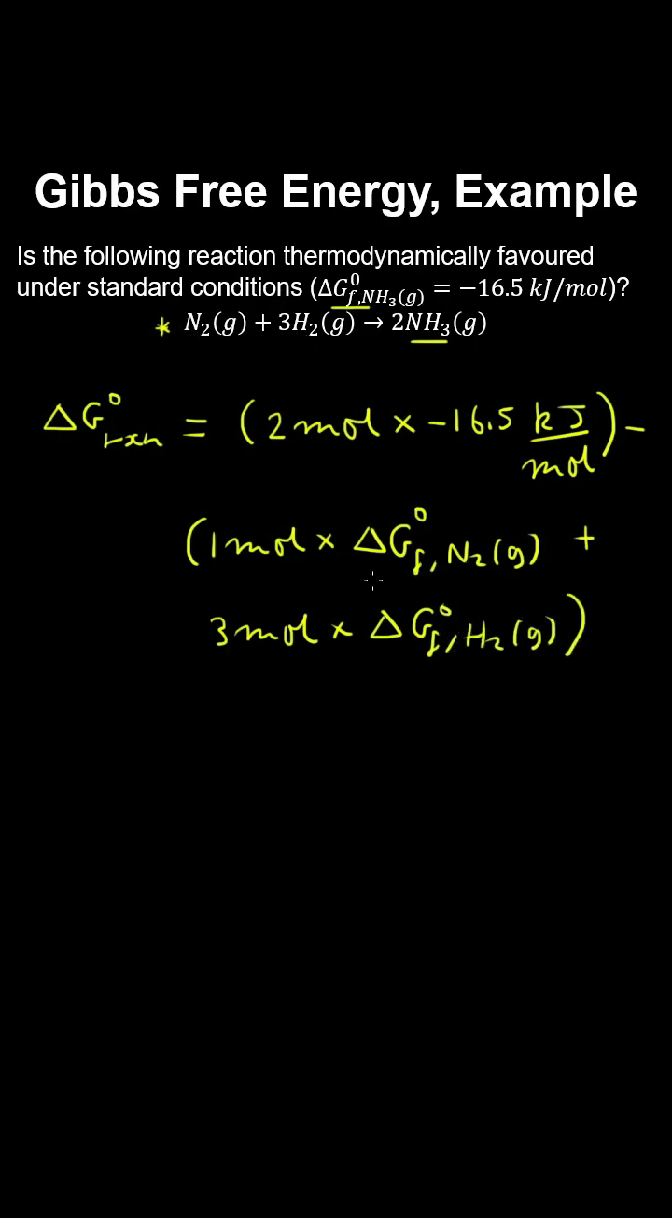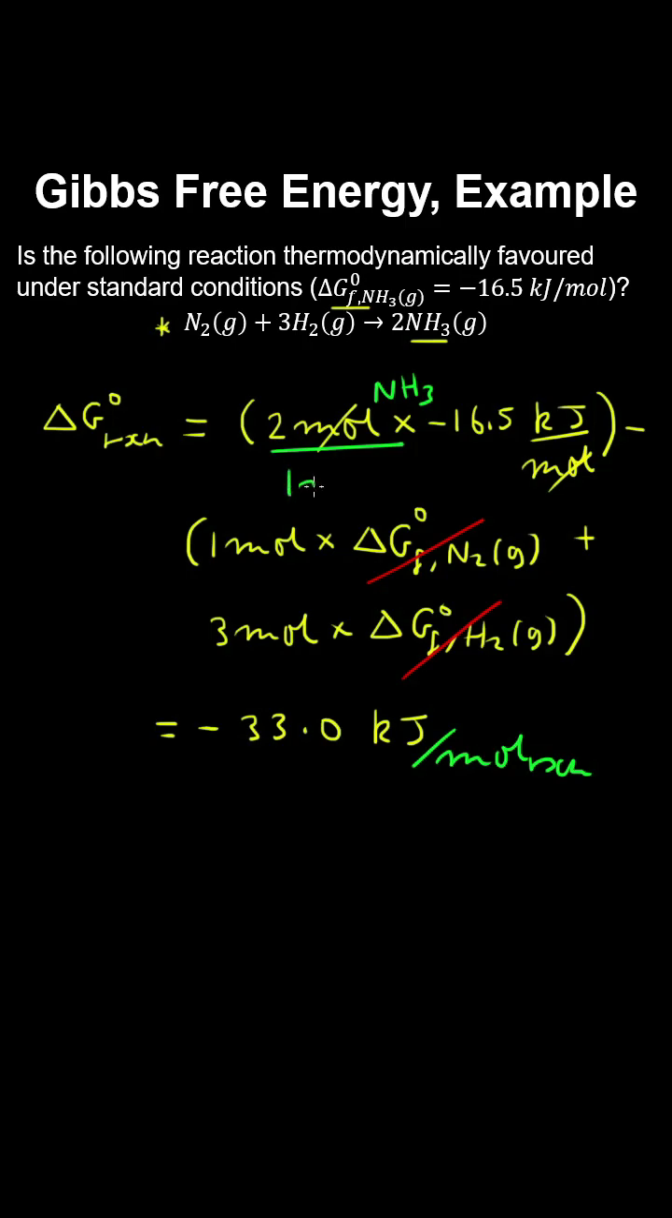The free energies of formation of the reactants are 0, so we obtain minus 33 kilojoules because the moles cancel, and we can also write this per mole of reaction because you have 2 moles of ammonia per mole of reaction. So given that the standard Gibbs free energy change of the reaction is less than 0, then the reaction is thermodynamically favored.